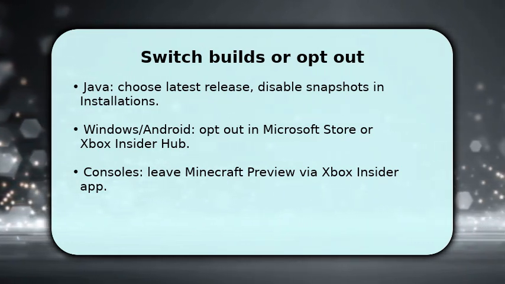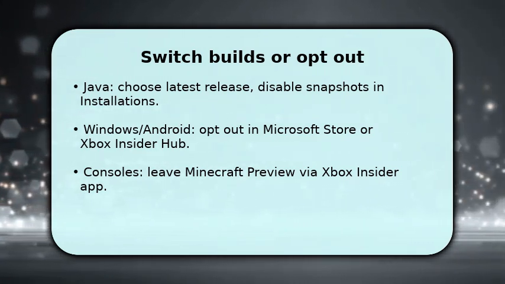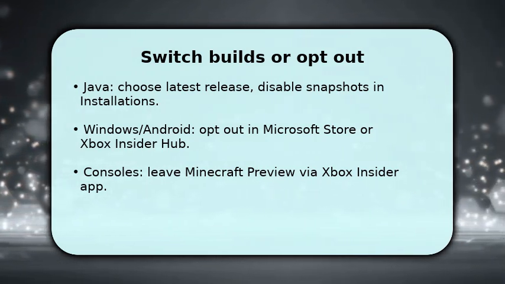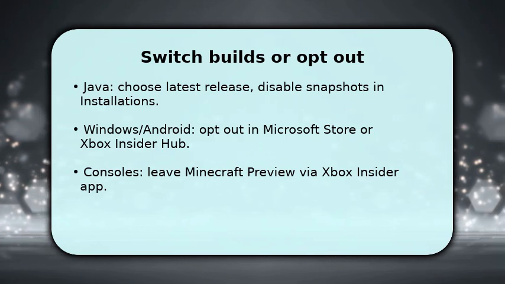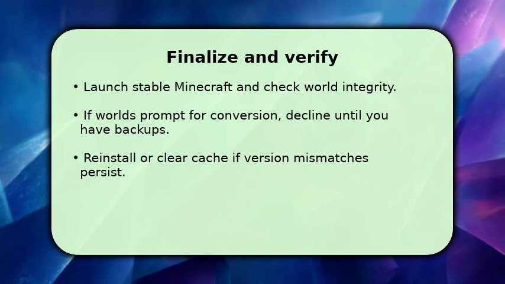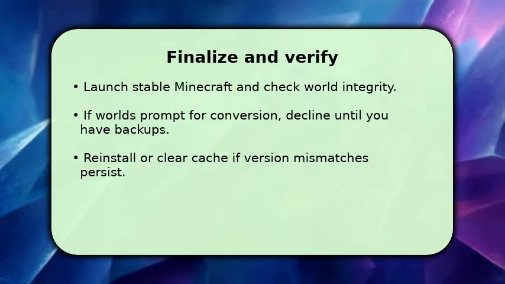After switching, allow the launcher or store to download the stable files so your client matches public release versions. You finish by launching the stable release and opening one backed up world to verify everything loads correctly. This confirms you fully left the beta.